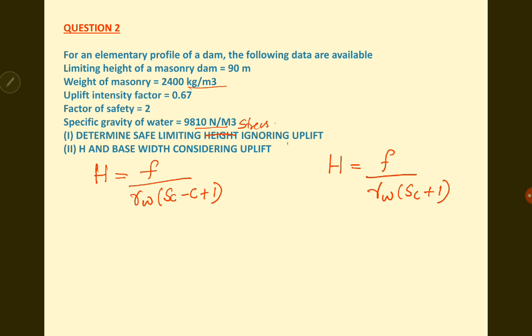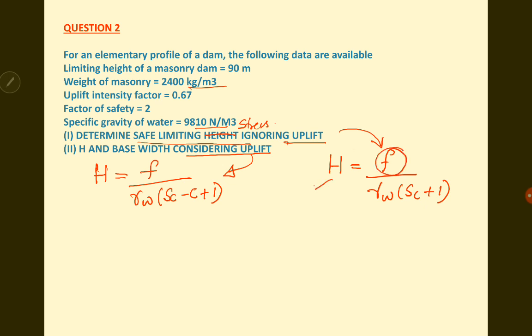The first part is asking us to find the safe limiting stress ignoring the uplift. So this is the equation that you have to use here. The second part is asking for considering the uplift, so this equation you have to use for the second part of the same question. So first you have to find the safe limiting stress. This F is the unknown here.